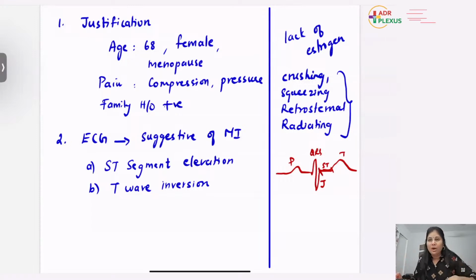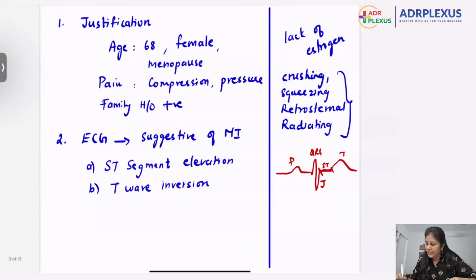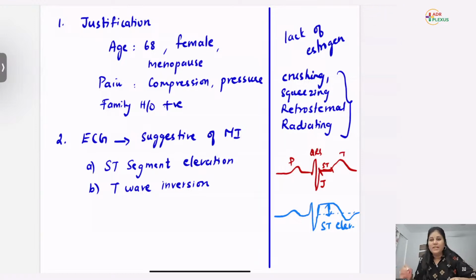In MI, how will it be? Okay, so I'll draw it in MI. It will be like this. The P wave will be normal, and the QRS, but the J point will be elevated from the isoelectric line. Suppose this is the baseline. So the J point is altered. The ST segment will be like this, and the T wave will be like this. So this is called ST segment elevation, right? So this is how the ECG will be.